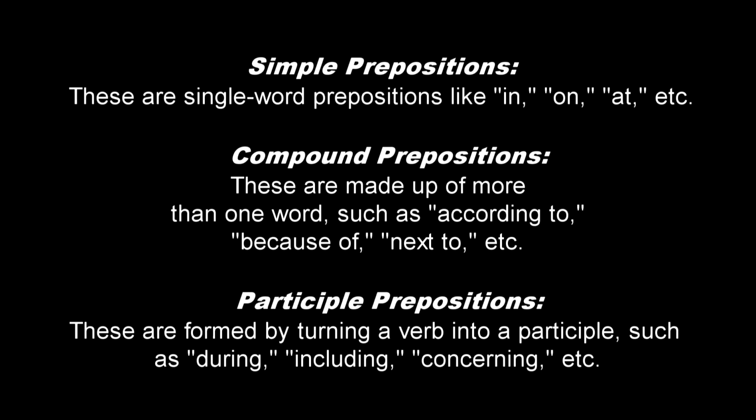Types of prepositions. Simple prepositions. These are single-word prepositions like in, on, at, etc. Compound prepositions. These are made up of more than one word, such as according to, because of, next to, etc. Participle prepositions. These are formed by turning a verb into a participle, such as during, including, concerning, etc.